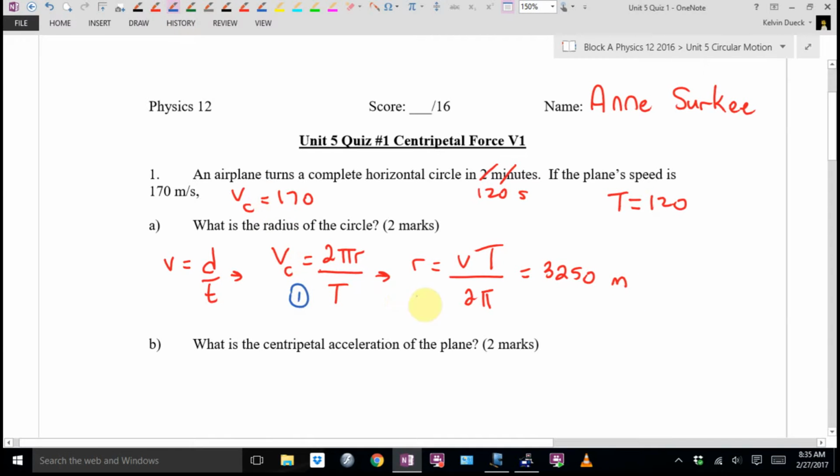1 mark for that, half mark for that, half mark for that. If you use the letting acceleration equal acceleration method, you would also have got the same thing. I think you would have ended up having to square root your r at one point because you would get the r squared by itself.